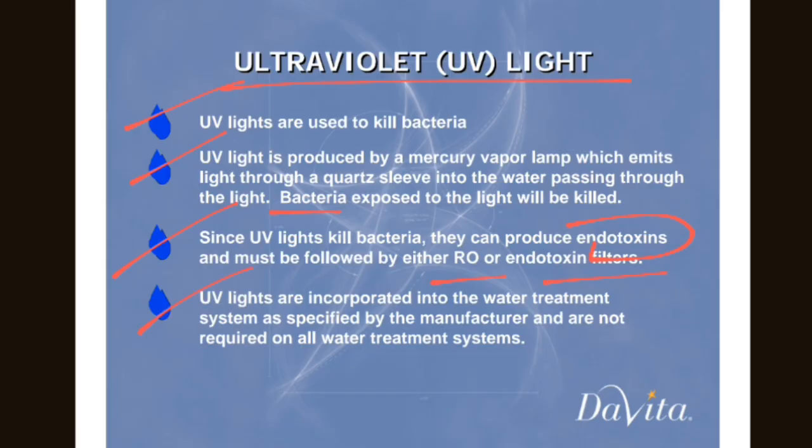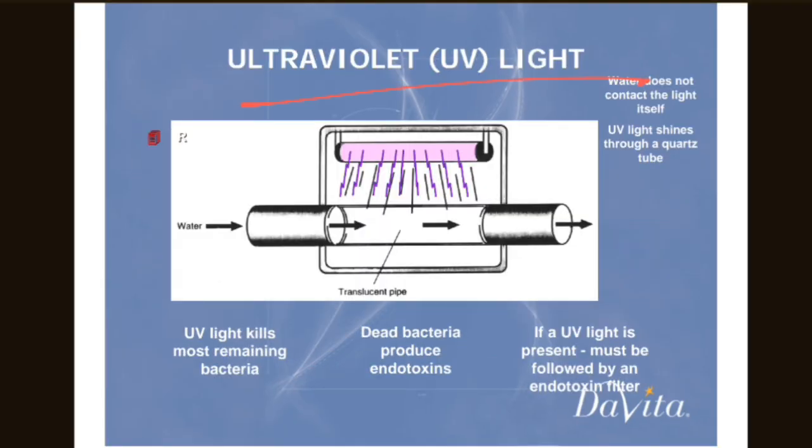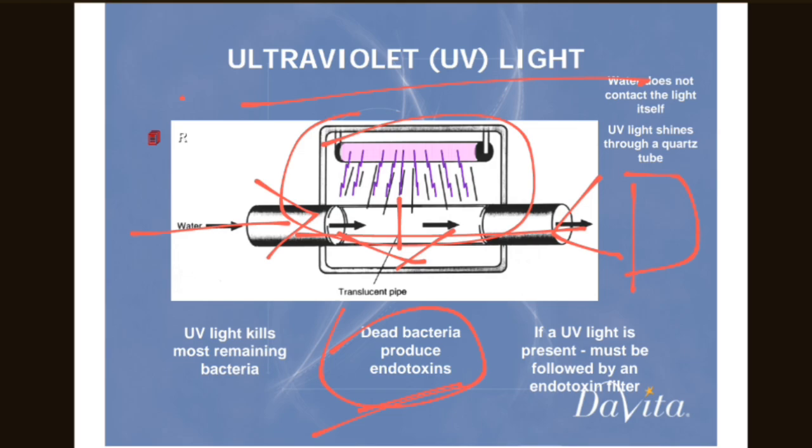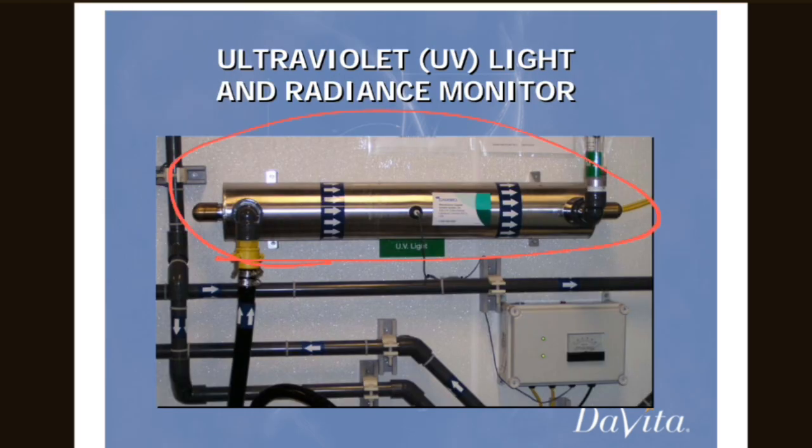UV lights are incorporated into the water treatment system as specified by the manufacturer, and they are not required in all water treatment systems. This is a diagram of our ultraviolet ray. Water passes through the hollow pipe, where a UV ray can destroy our bacteria. So dead bacteria produce endotoxins. So if we use an ultraviolet light, then we have to use an endotoxin filter. Here is a photo of our UV filter.